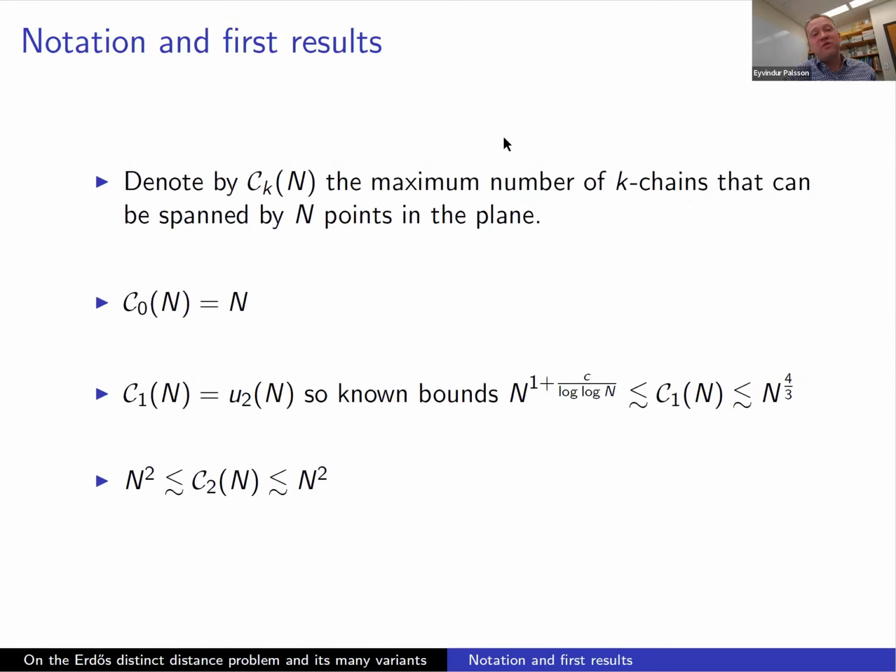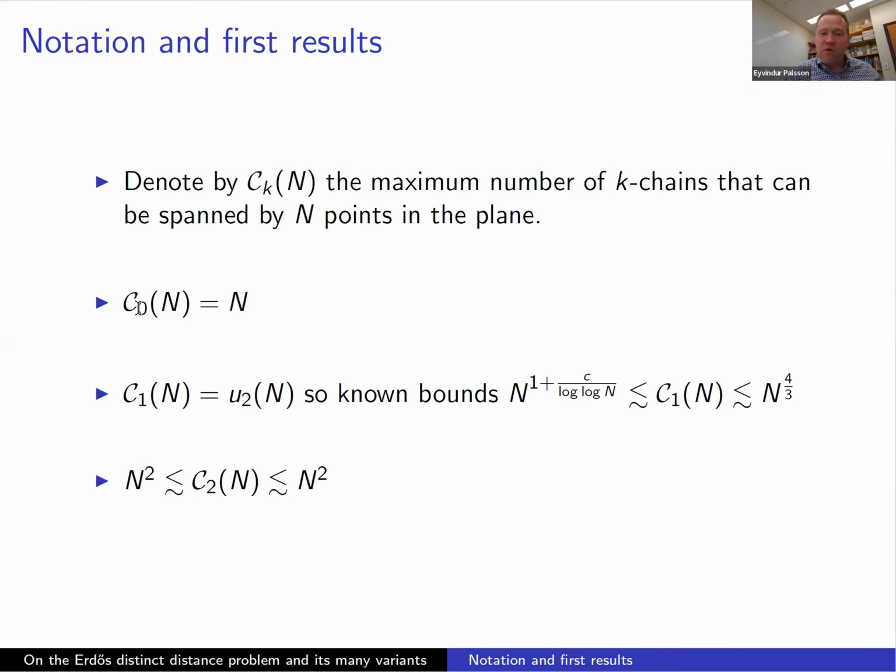So let's introduce some notation. I'm going to denote by C sub K, the C for chain, K denotes that it's a K-chain. N is the number of points that I have in my set. I'm thinking about N as being large, and then really all my statements are going to be asymptotic in N. I'm thinking of N going towards infinity, and K is just a small fixed number. It is not growing with N at all.